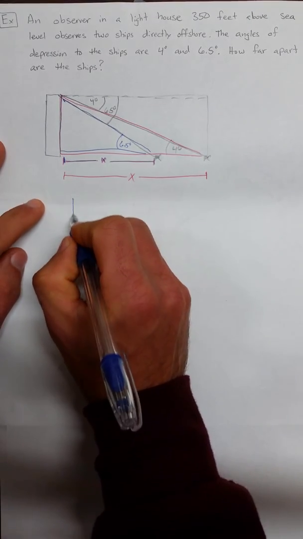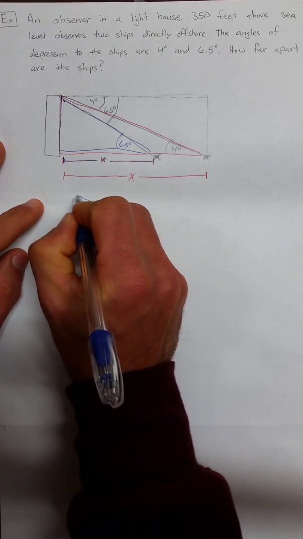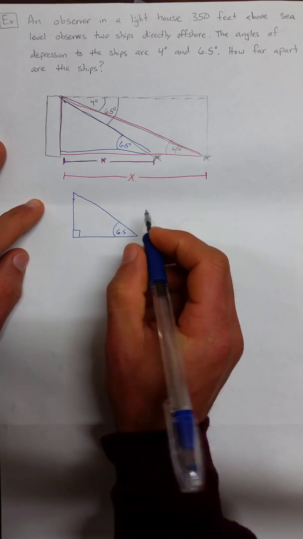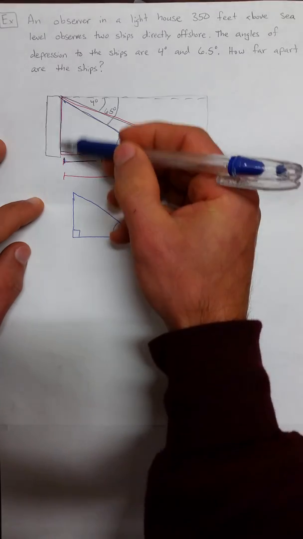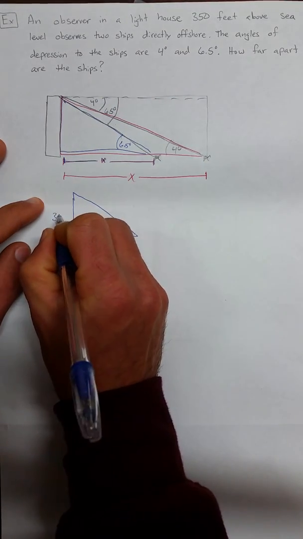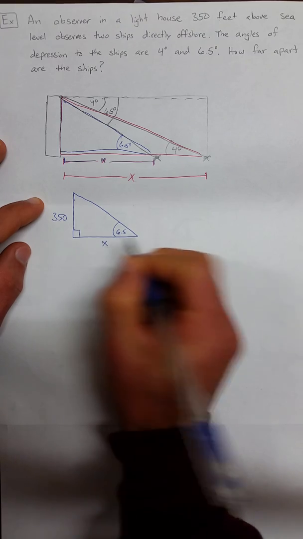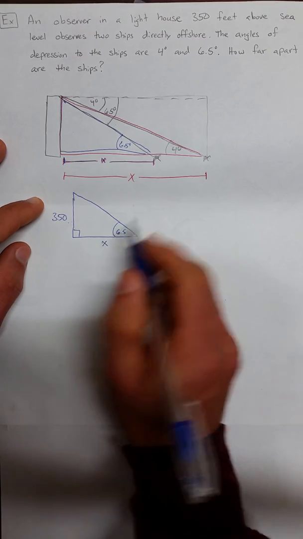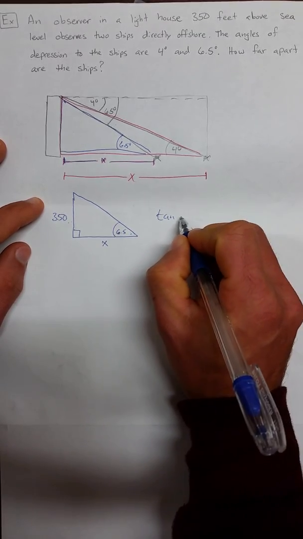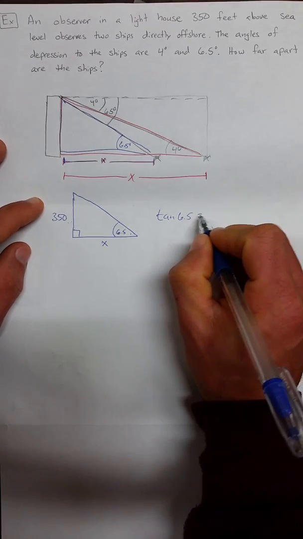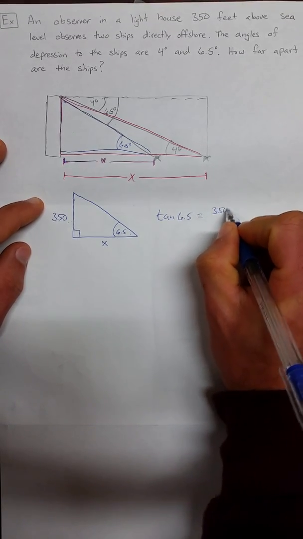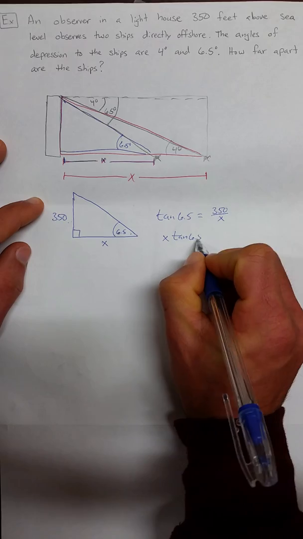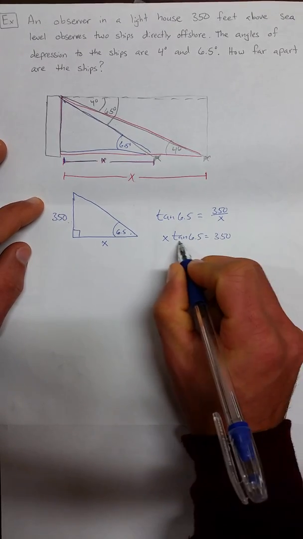So if I look for the smaller triangle, or the one that's in blue up above, I've got an angle of 6.5 degrees here. I know that the observer is 350 feet above sea level, so this is my 350, and I'm going to be looking for this distance. And so given this angle, I have side opposite, I'm looking for side adjacent, so I know to use the tangent. So I'll say the tangent of my angle, 6.5 degrees, is equal to 350 divided by x. Multiply both sides by x. And then go ahead and divide by this number.